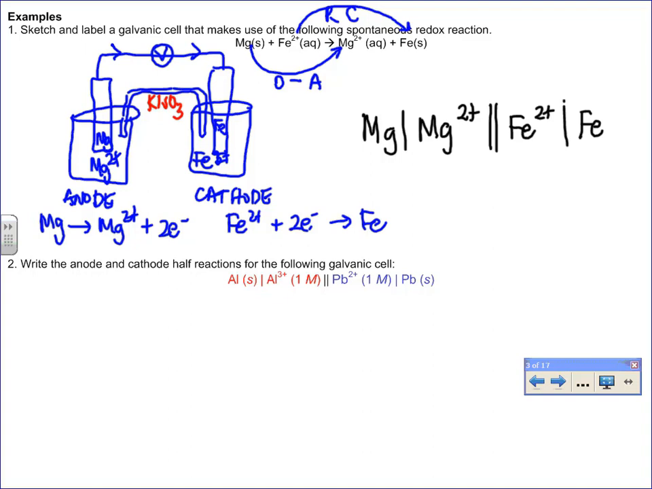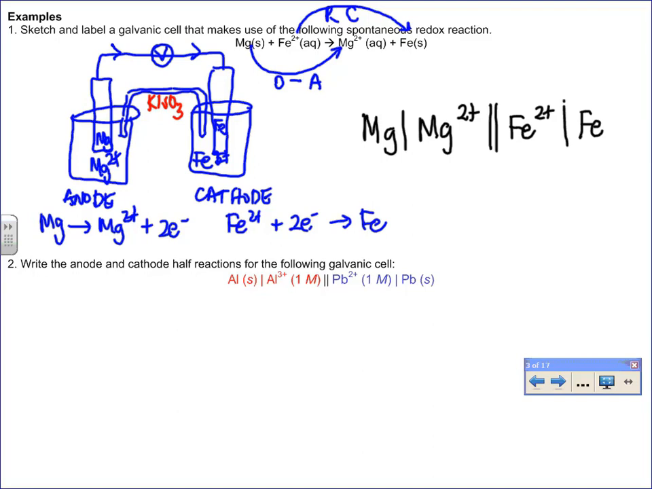Now in the previous example we showed the concentrations being 1 mole per liter. That is the standard concentration in a galvanic cell. If you don't show a concentration, the assumption is that the concentration is standard or 1 mole per liter. Okay. You can show the states as well, so we can show that this is a solid, okay, but it's not required.